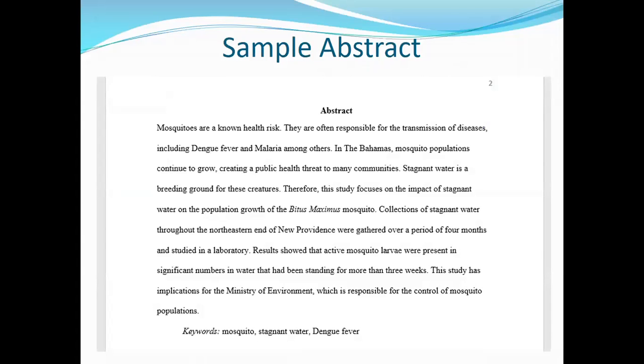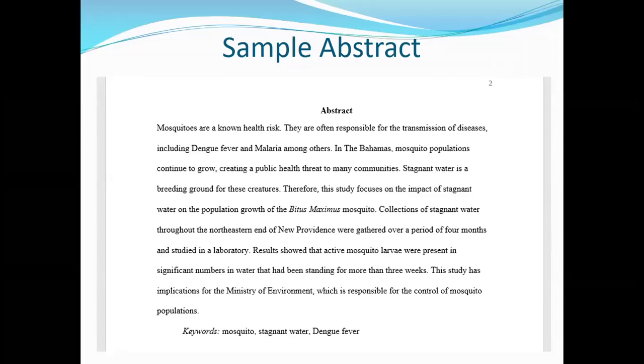It starts in a bit of a broad sense, giving a little bit of background. Mosquitoes are a health risk, they cause disease. In the Bahamas, we have a lot of them, right? That's the background. But then it also goes into what the study does. So this study focuses on the way that stagnant water affects population growth. It tells what I did in the study. I collected all the stagnant water, I tested them in labs, and I found out that it was full of the Bitus maximus eggs. Okay, I made that up as well. And then my results. My results show that we have more of these mosquitoes in stagnant water than in active water or something like that, and the implications.